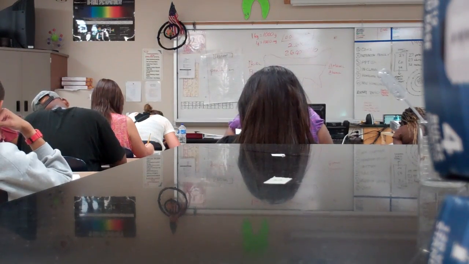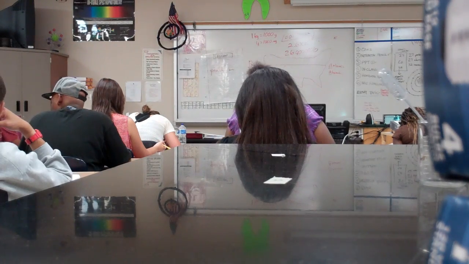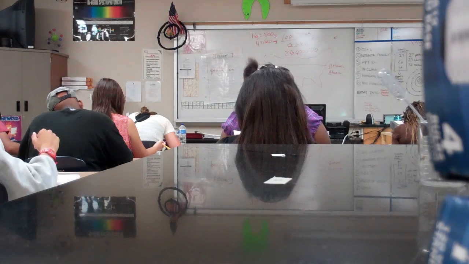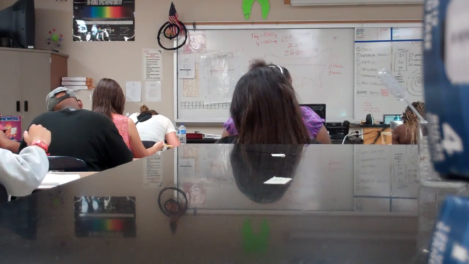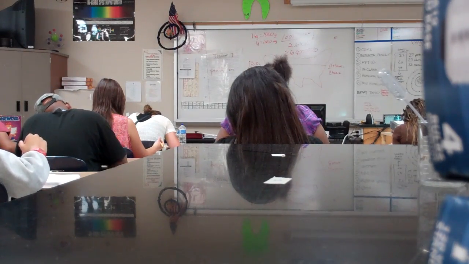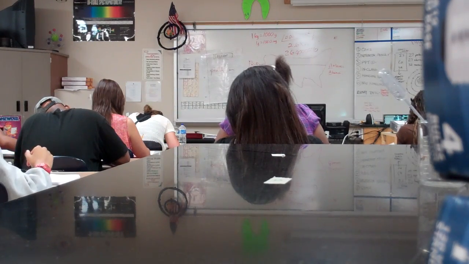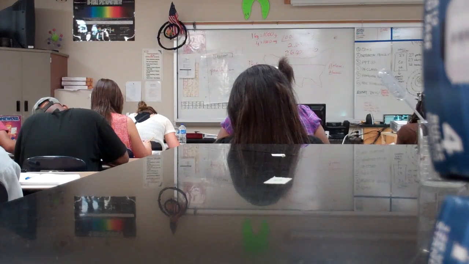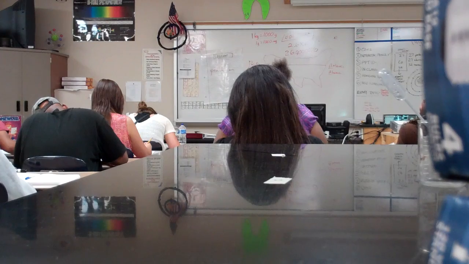Okay, so for number 3, 60,000 miles into scientific notation. So this number here, 60,000. Where's the decimal? The original is at the very end. It's going to move over into second place, right behind the 6. Every time, it goes into second place.